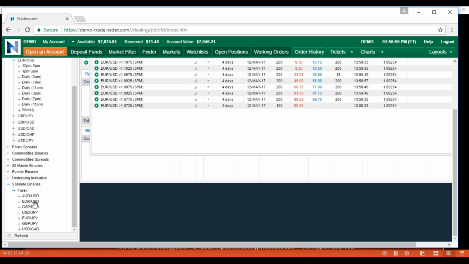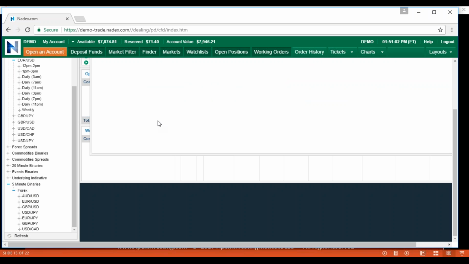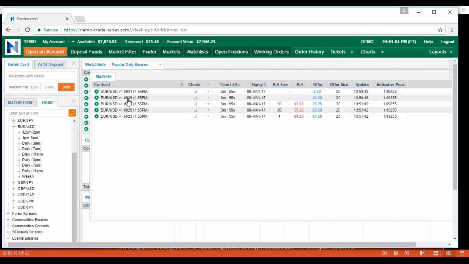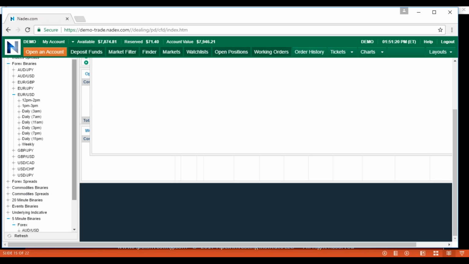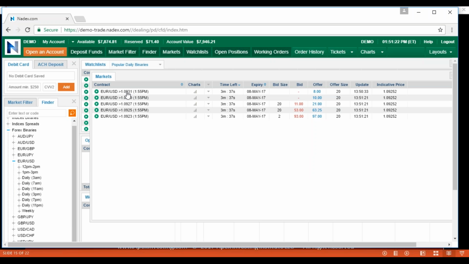5-minute binaries. How wide are they? Between these strikes, how wide? Make sure class is paying attention. Somebody tell me. How wide are these strikes? 2 pips on 5-minute binaries. Okay? Got it. So what are we looking at right here? Euro dollar. 2 ticks wide on 5-minute binaries.